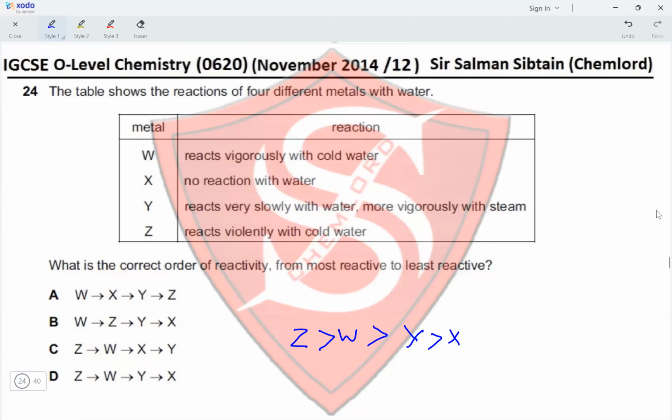So W is more reactive than Y. So the order of reactivity would be most reactive would be Z, followed by W, followed by Y, and the least reactive of these 4 metals would be X. So the first metal would be Z, eliminating options A and B. Next would be W. Next would be Y, eliminating option C. And the last one would be X, making option D the correct option for this question.